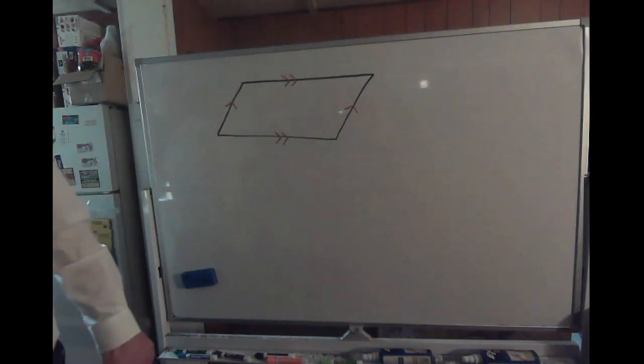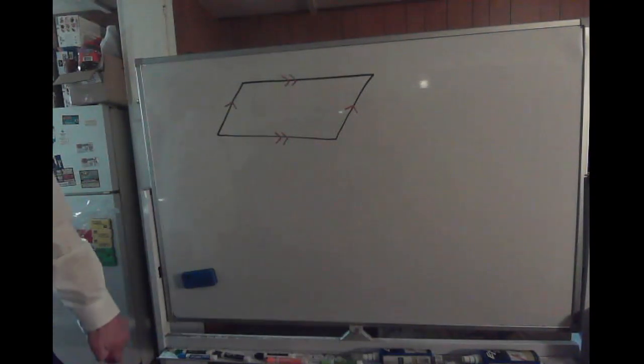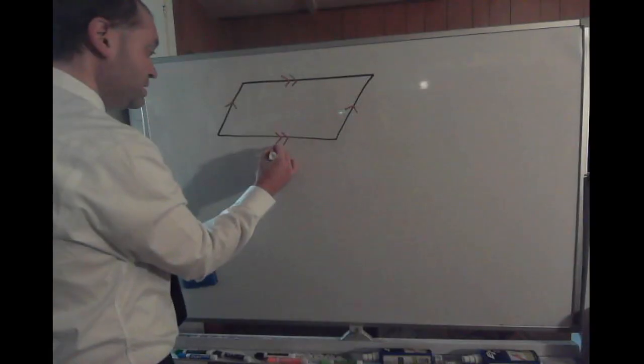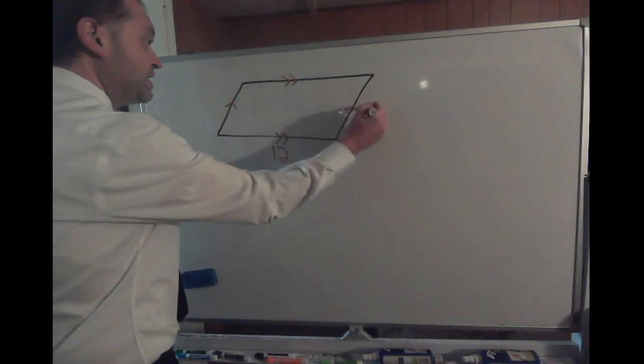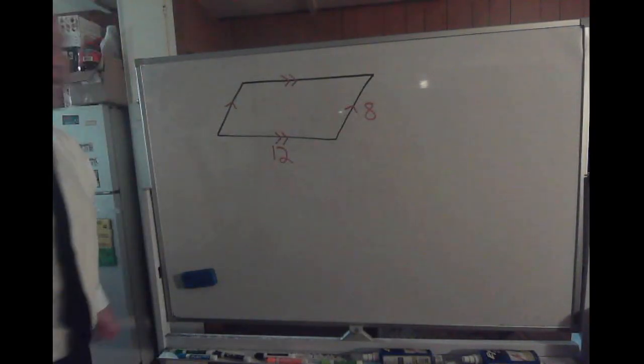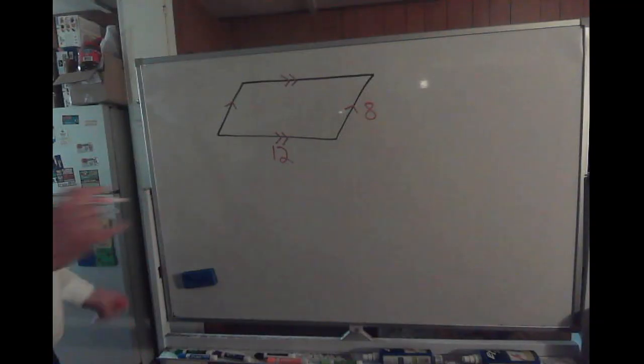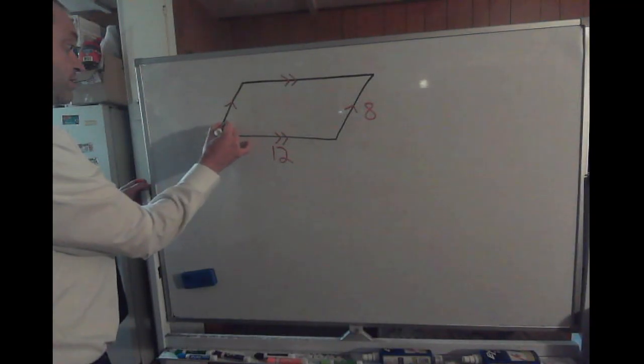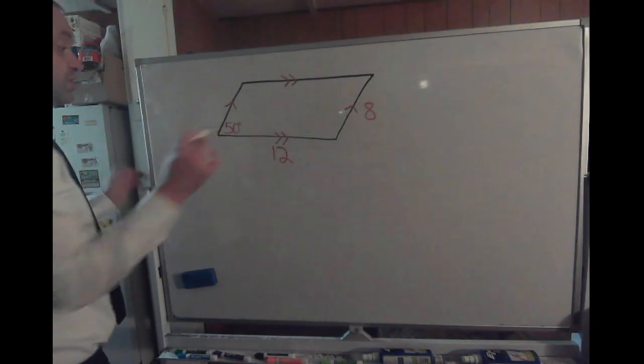All right. So we got our parallel markers set up. This has a length of 12. This has a length of 8. This angle here is 50 degrees. So interesting.